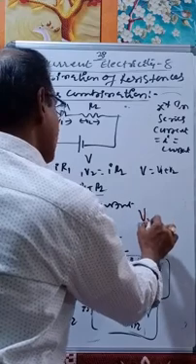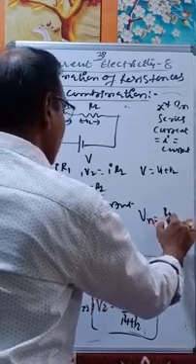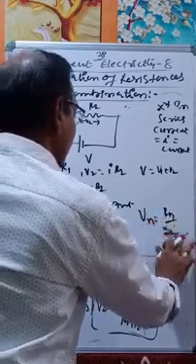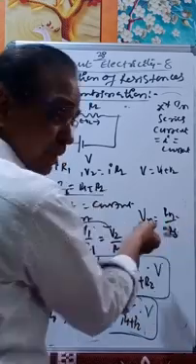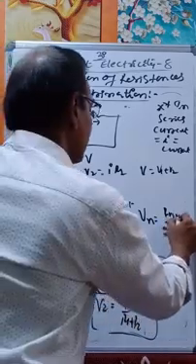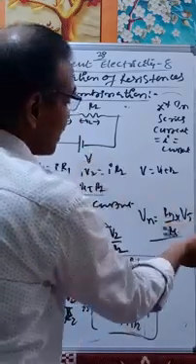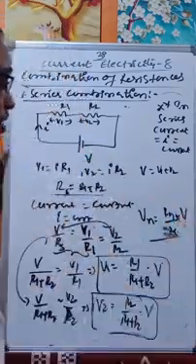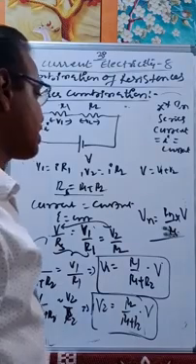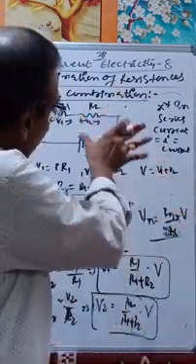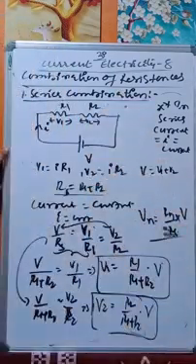Similarly, if n resistors are there, what is Vn? Vn is equal to Rn by Rs, the total effective resistance, into the total voltage Vt. Total voltage here we take as V, that is Vt or simply V, no problem. Vn is equal to Rn by Rs into V. That is something about the series combination of resistors.